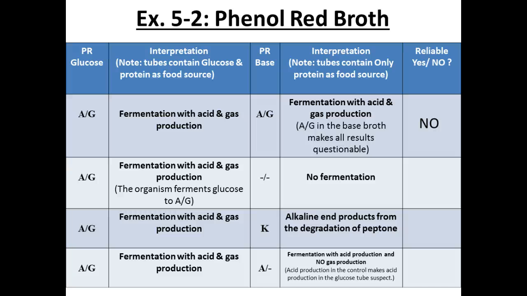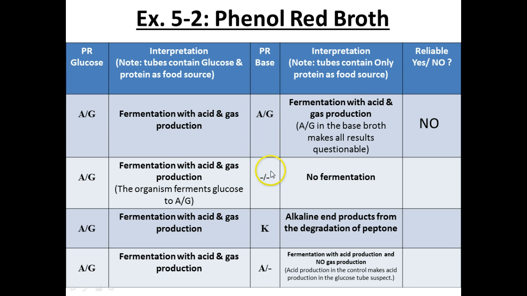And so what would an acid and gas tube look like? What color would it be? Yellow. And how would we know there's gas? There would be a bubble in the Durham tube. So again, if we've got sugar, we can have this result, right? It means the organism fermented the glucose. We get acid and gas production.